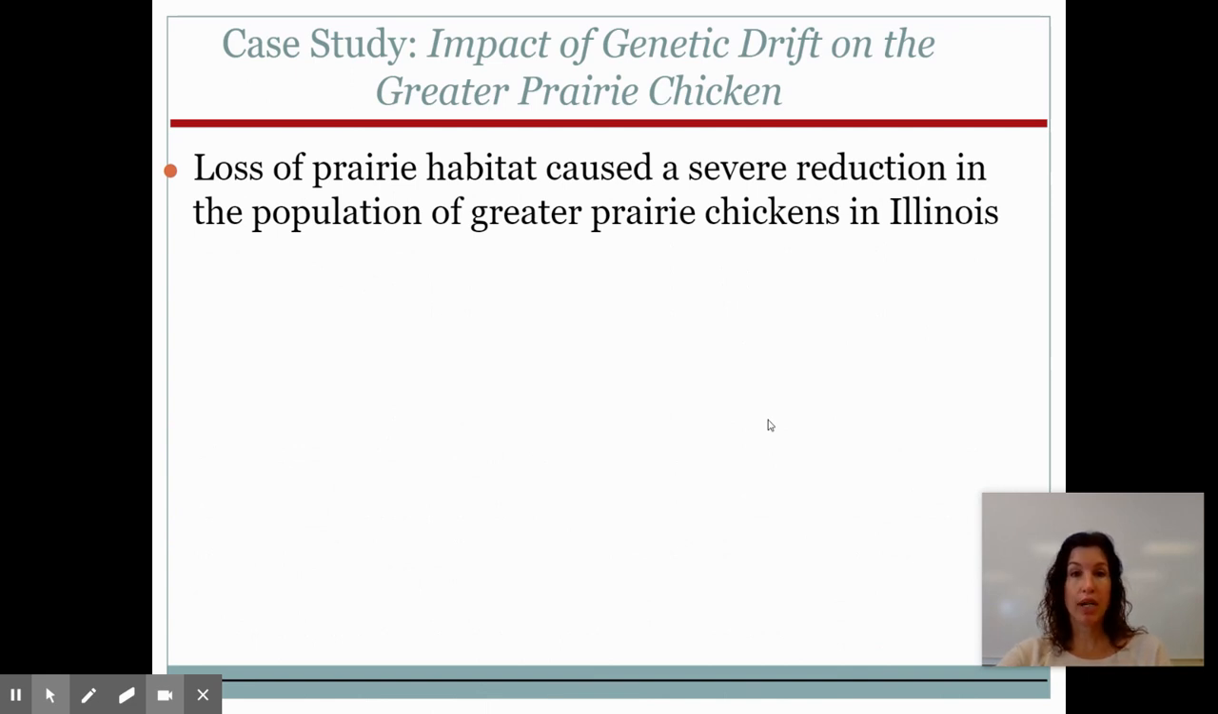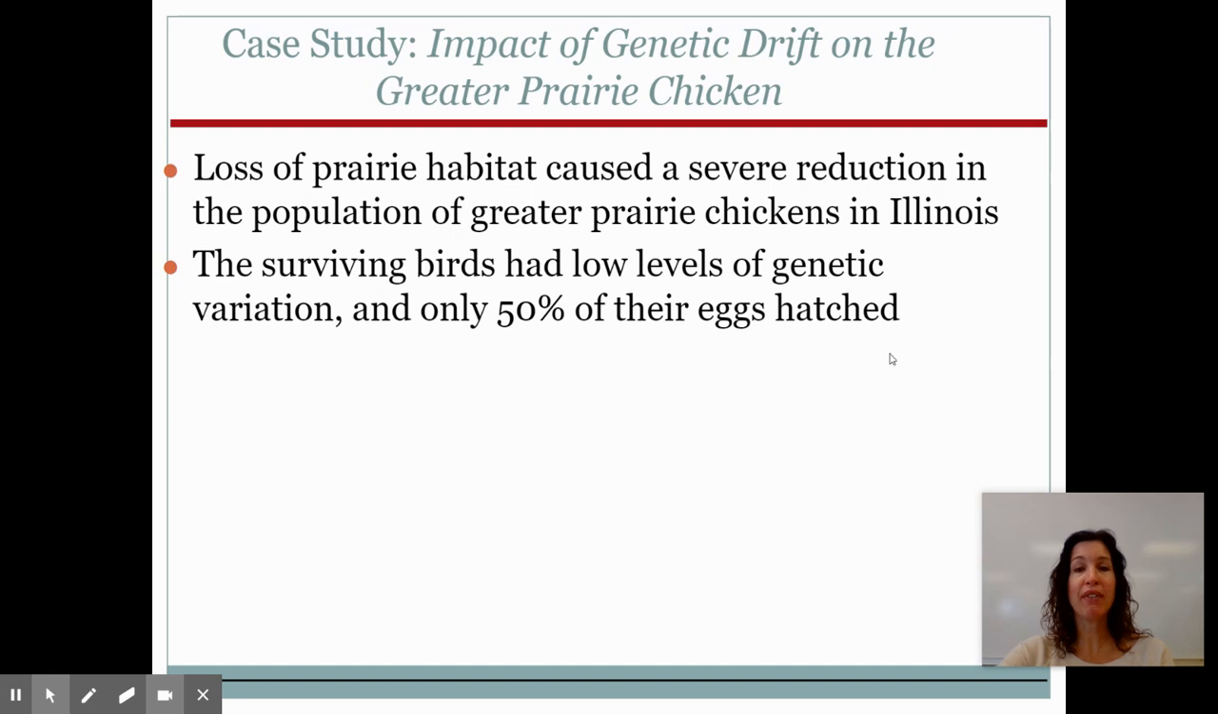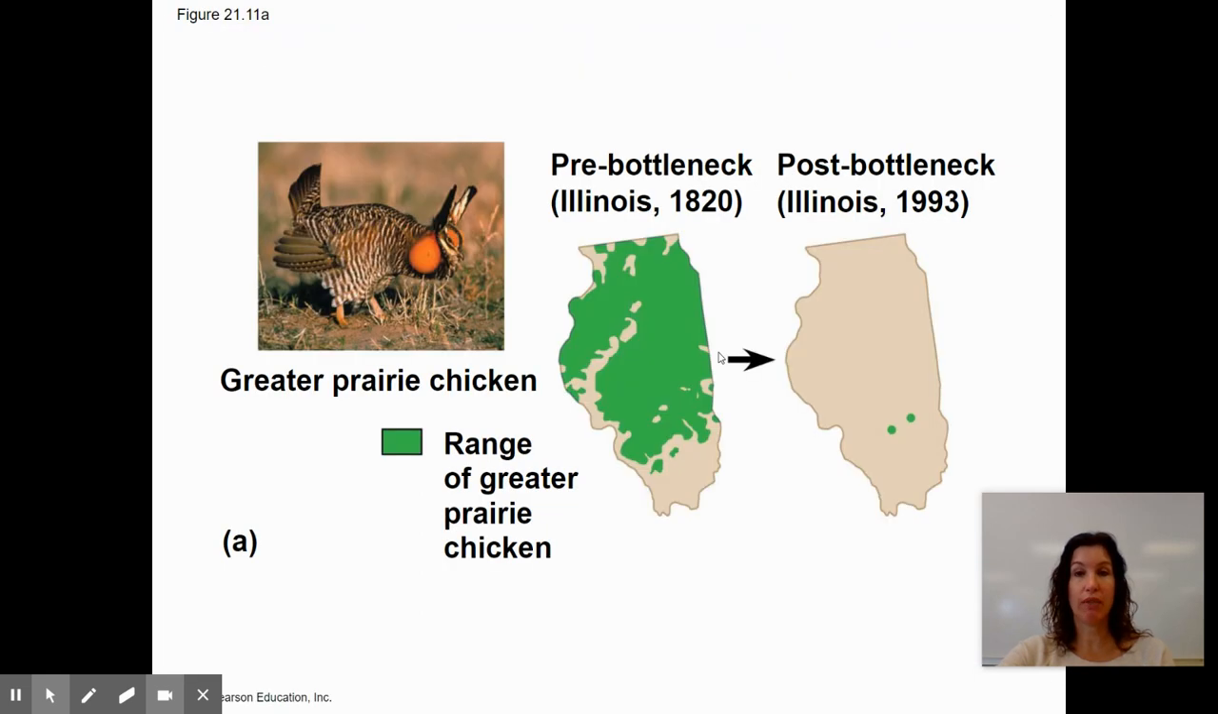Loss of prairie habitat, as an example, caused severe reduction in the population of greater prairie chickens in Illinois. The surviving birds had low levels of genetic variation and only 50% of their eggs hatched. So here's this greater prairie chicken. I've never seen one. You can see in 1820, there were greater prairie chickens all over the US. In 1993, there are just a few populations in southern Illinois.